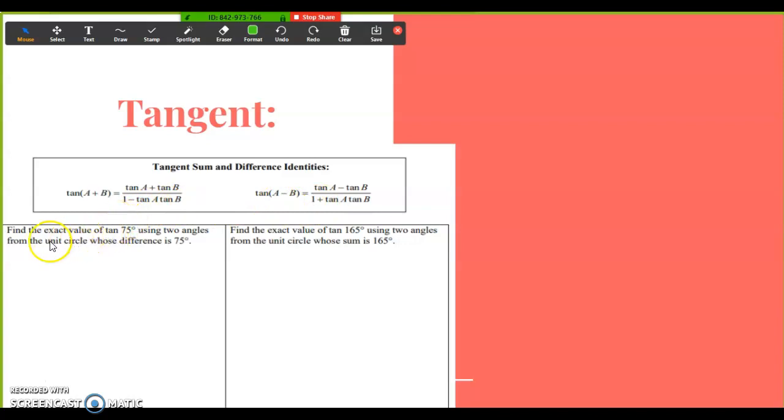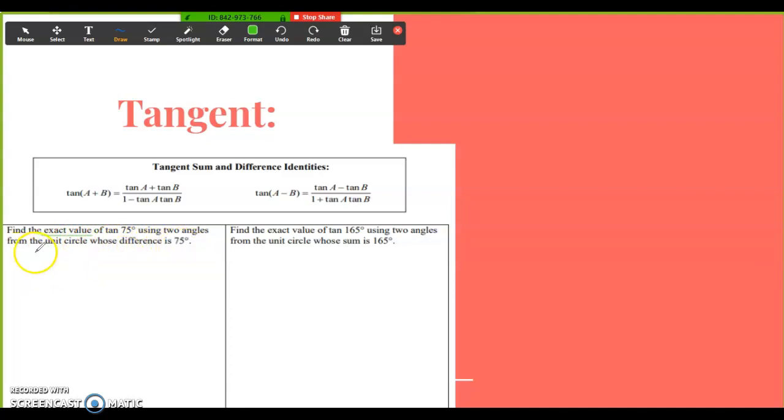Okay, so let's go ahead and figure out the sum and difference of the following problems. It says find the exact value of the tangent of 75 degrees. That means we're not using a calculator when they say exact value. And we're going to use two angles from the unit circle whose difference is 75.